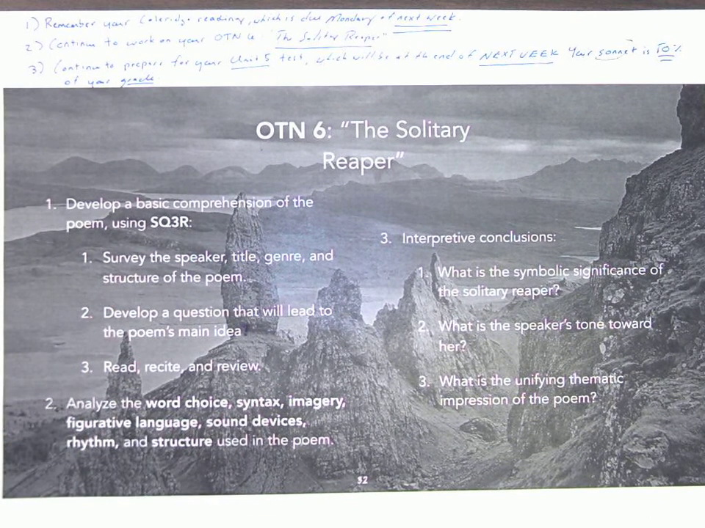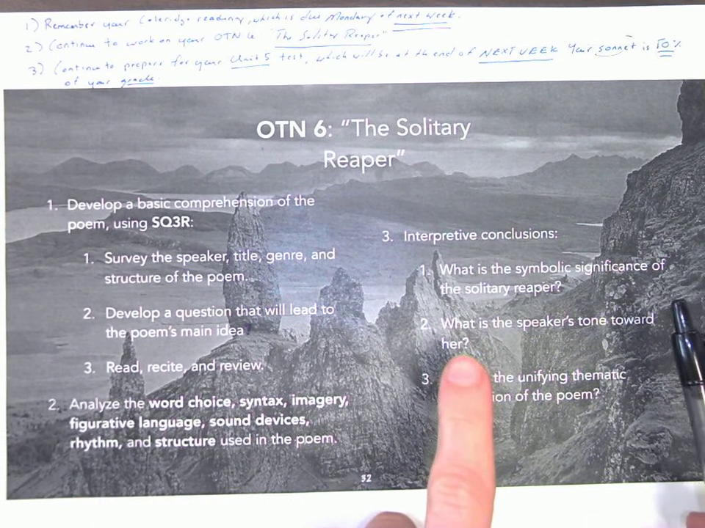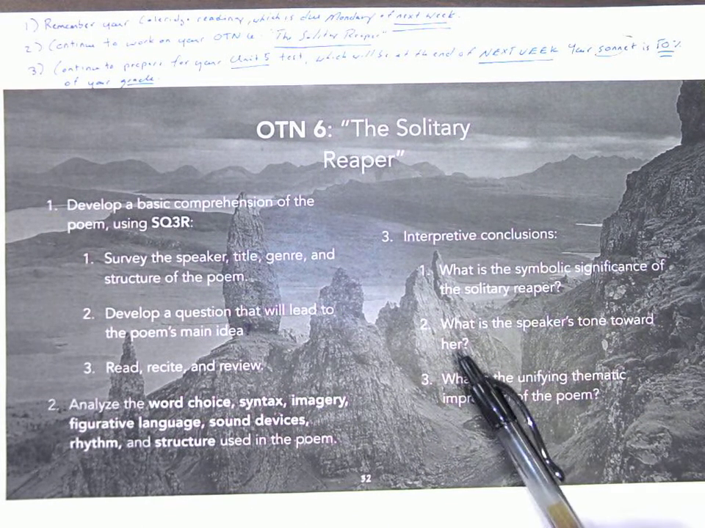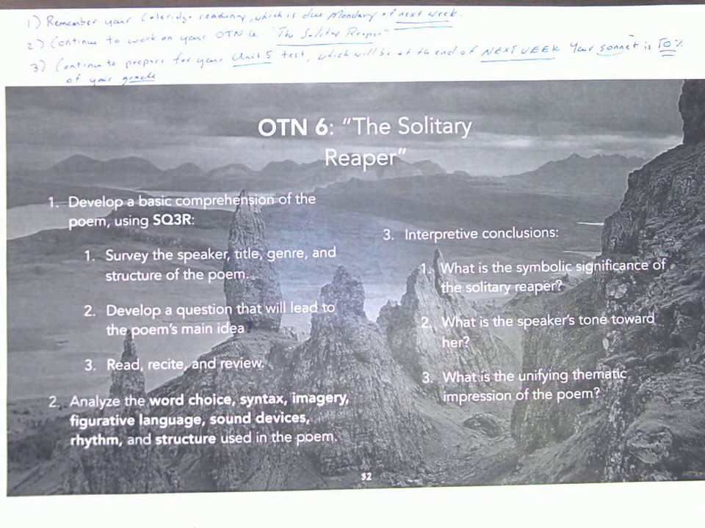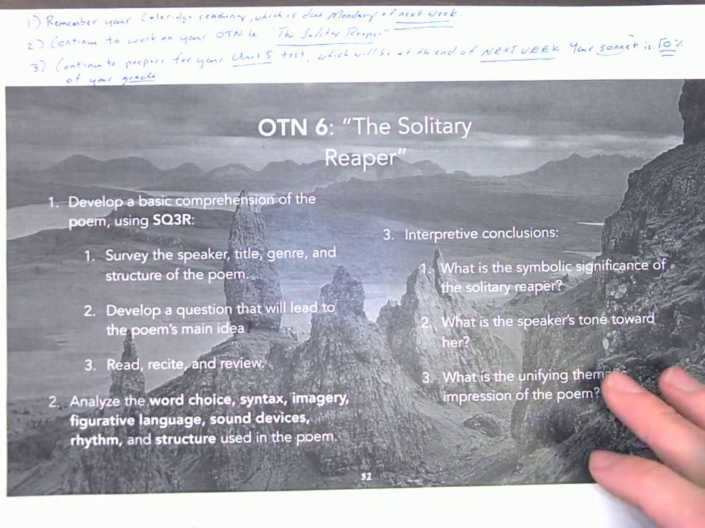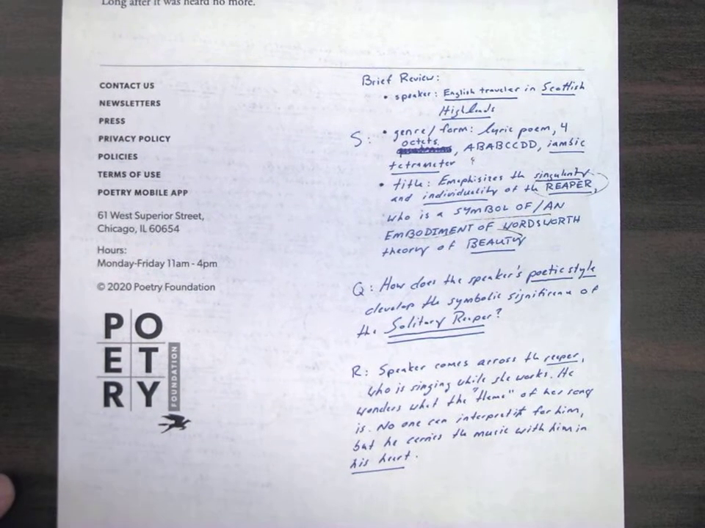Yesterday we established an SQ3R for The Solitary Reaper, just trying to develop a basic comprehension of the text before we get into an analysis of the language of the text and how that language develops the ideas, the themes, and helps us interpret the meaning of the text as a whole, okay? Today we're going to be working through that analysis very carefully. In pursuit of that, let's quickly review the basic details of the text established in our SQ3R.